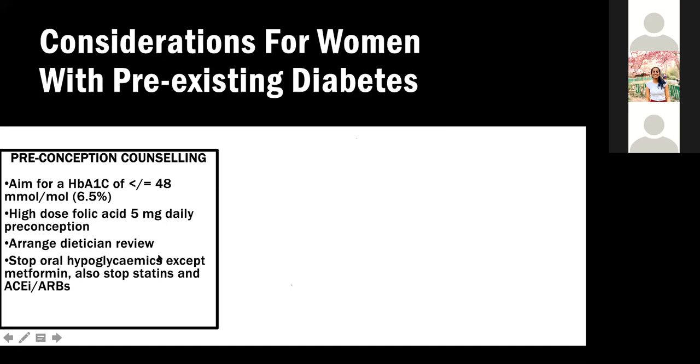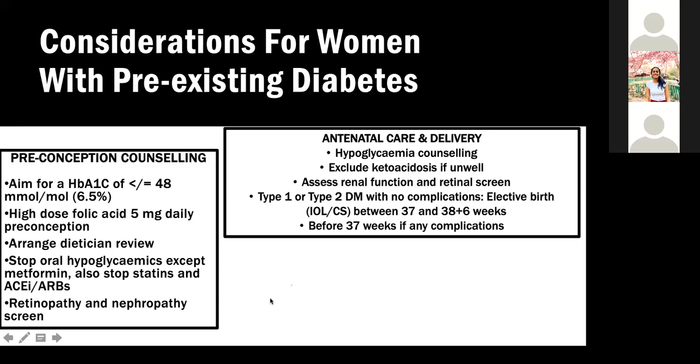Arrange dietitian review. You want to stop oral hypoglycemics because they're not safe in pregnancy, except for metformin. You'd also stop any statins, stop your ACE inhibitors, ARBs, and you want to check their eyes and their kidneys. This is for women with pre-existing diabetes.